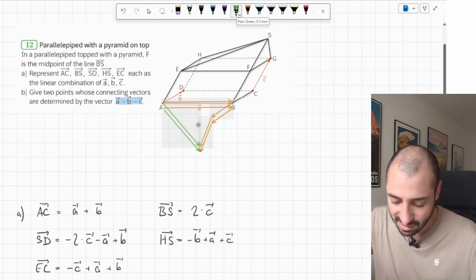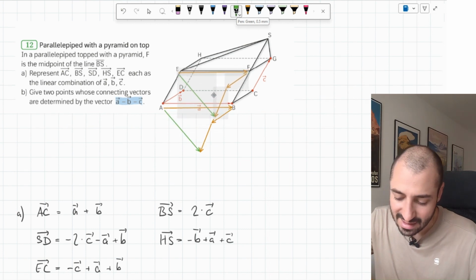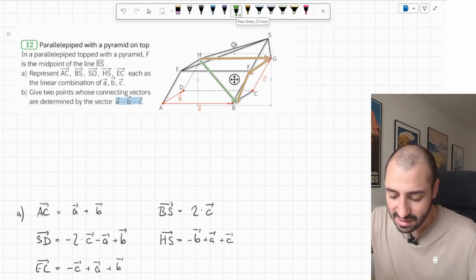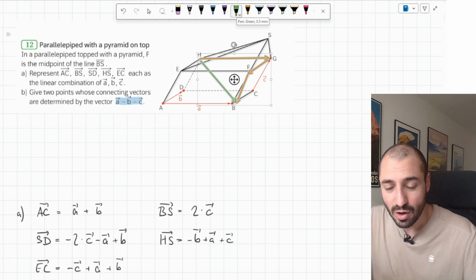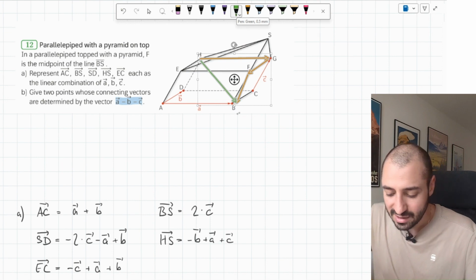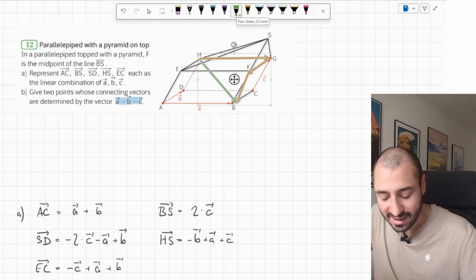So if we add it here to the point A, this doesn't lead anywhere. If we add it to the point E, this doesn't lead anywhere in the shape. If we add it to the vertex H here, then we see that we get to the vertex B. Now this wasn't 100% accurate, but if you do this accurately, then you will actually end up at the vertex B. So these are the 2 points that are connected by this vector A minus B minus C.